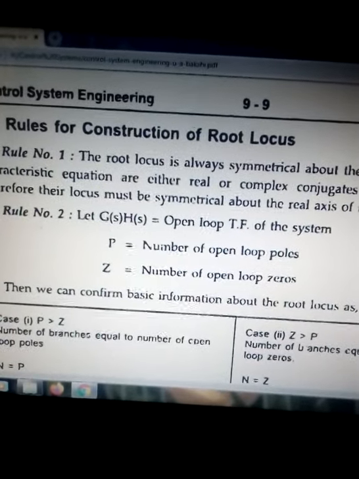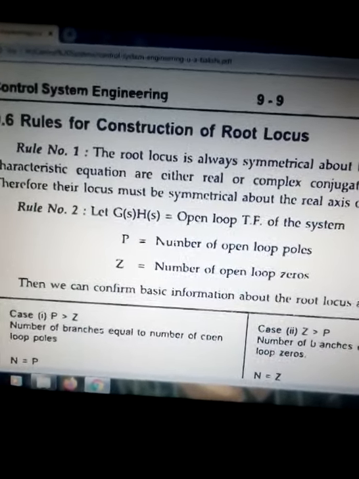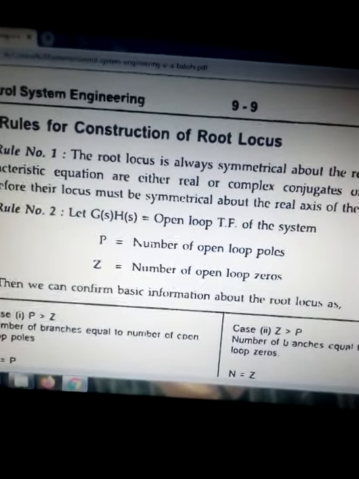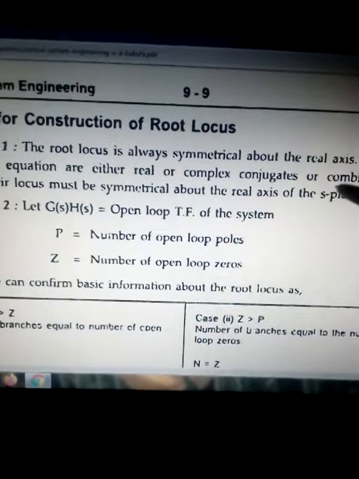Hi, today we will discuss rules for construction of root locus. Rule number one: the root locus is always symmetrical about the real axis.